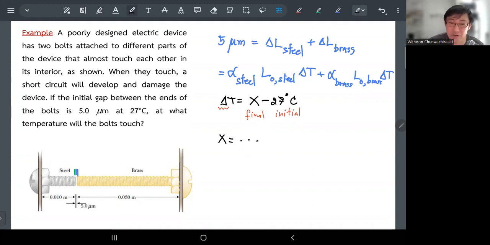Because alpha of the steel, no problem. You can look it up in the table. Alpha of the brass, no problem. The initial length of the steel is right there, 0.01. Initial length of the brass is right there, 0.03. Delta T is already given here, so you should be able to solve for X, and you are done. It's easy enough, I guess.